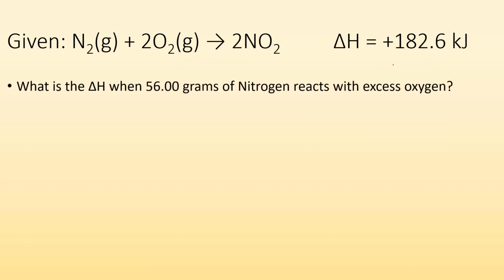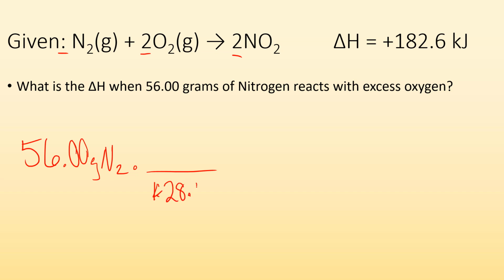Now, sometimes they might give you grams of one of those things. And you're, all right, well, how am I going to figure this out? Well, first off, I need moles. So I got 56.00 grams of nitrogen. But these coefficients are in terms of moles. So it's a mole ratio. So I'm going to have to convert that to moles. So I look up nitrogen. It's 14.01 for one of them. So that's 28.02 grams. Gives me 1 mole of N2.